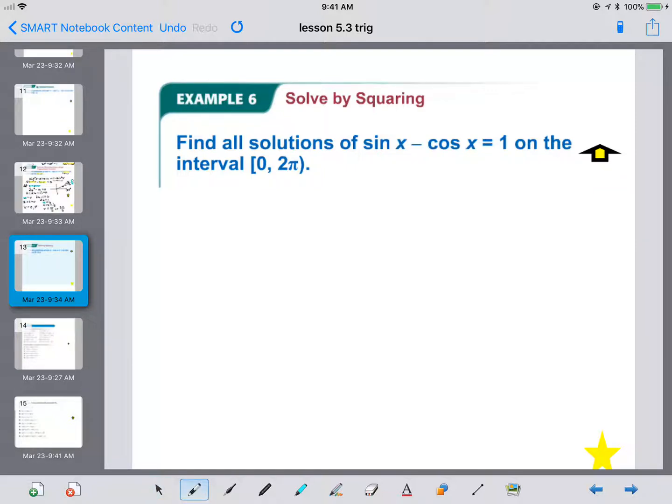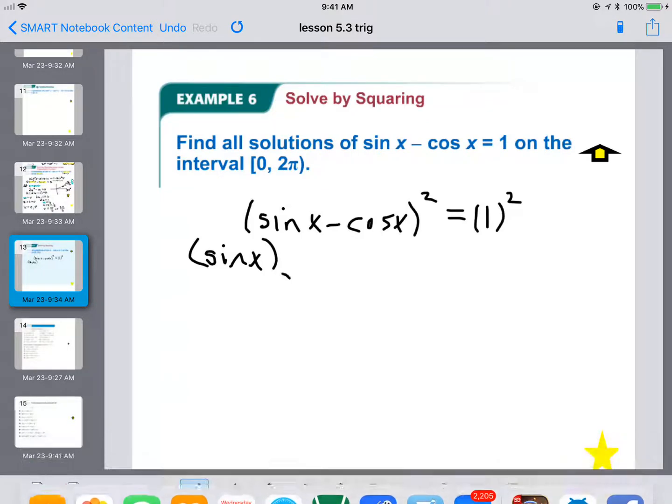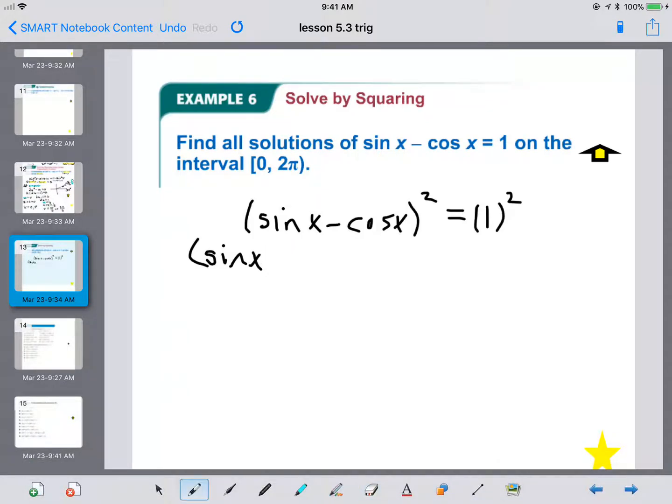So let's square things to help us. Let's surround the entire side by a square. Let's actually physically square it. Now remember, if we square the left side, that's sine of x minus cosine of x times sine of x minus cosine of x.